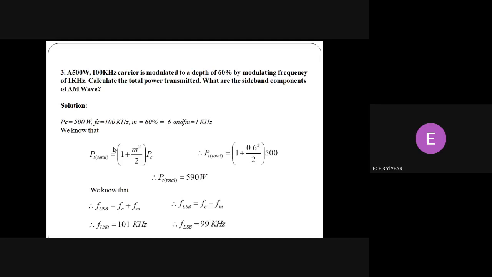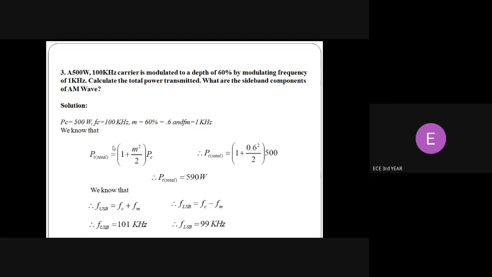And the next, once again, the third problem we have seen. The carrier power is 500 watts and its frequency is 100 kilohertz. The carrier is modulated to a depth of 60%, where the depth of modulation is nothing but the modulation index. The modulating frequency is the message signal of 1 kilohertz. Calculate the total power transmitted. What are the sideband components of the AM signal? Solution: PC is equal to 500 watts, FC is equal to 100 kilohertz, M is equal to 60%, which is 0.6, and FM is equal to 1 kilohertz.